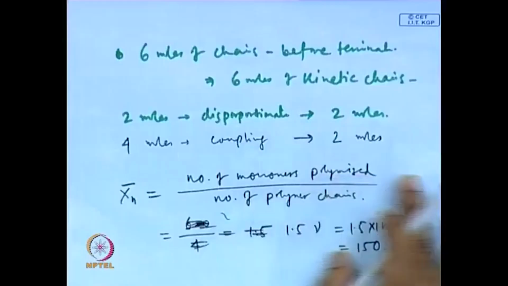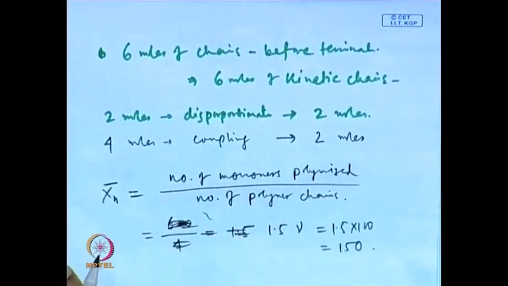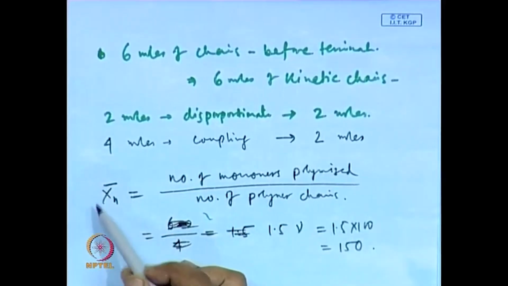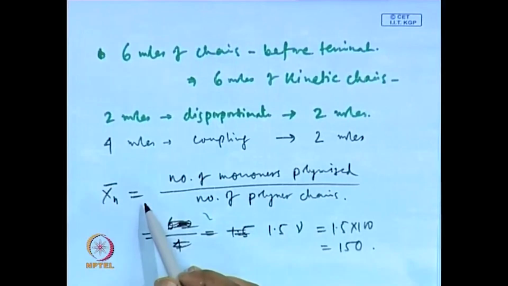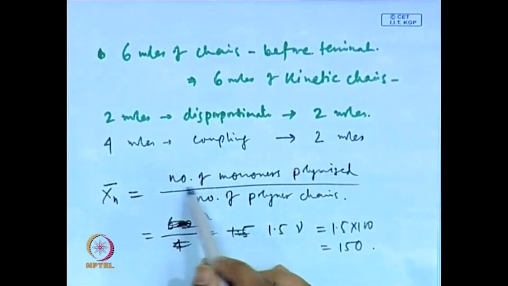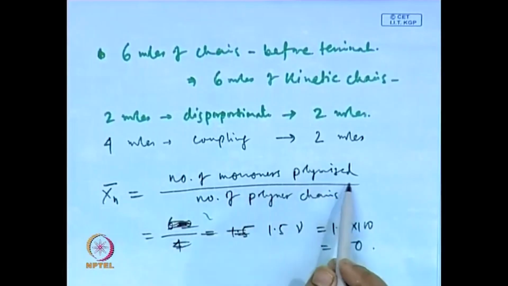Now, in this case, we go back and see how we define the average degree of polymerization. Xn in chain polymerization is the number of monomers polymerized divided by the number of polymer chains. What is the definition of Xn? It is the average number of monomer units present per chain, which is obviously given by the number of monomer units consumed or polymerized divided by the number of polymer chains. Okay, simple.